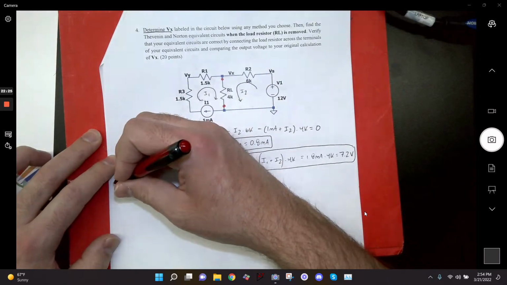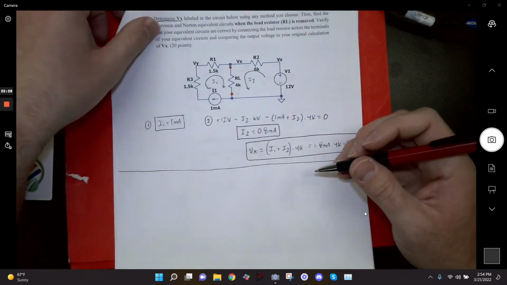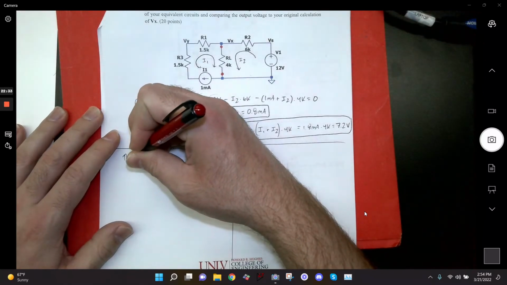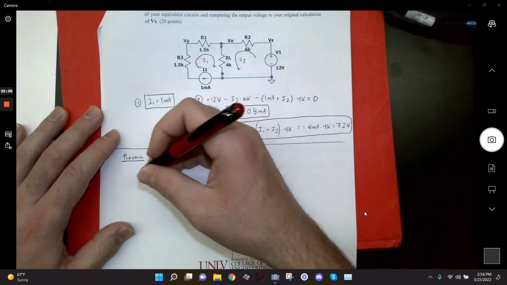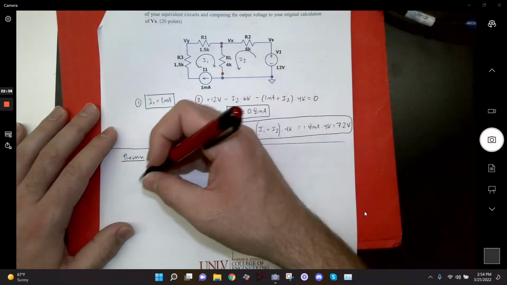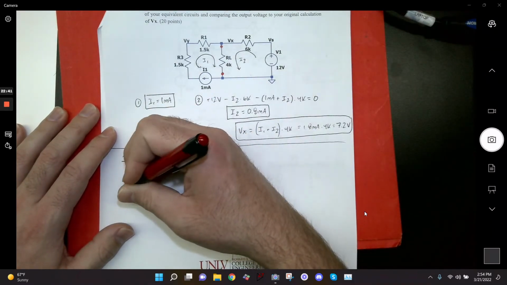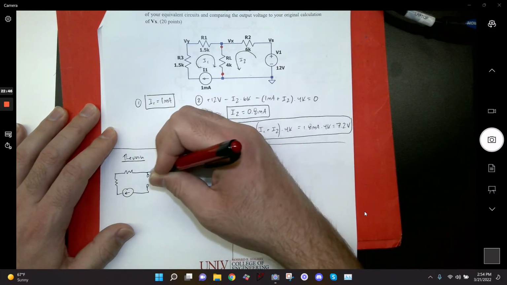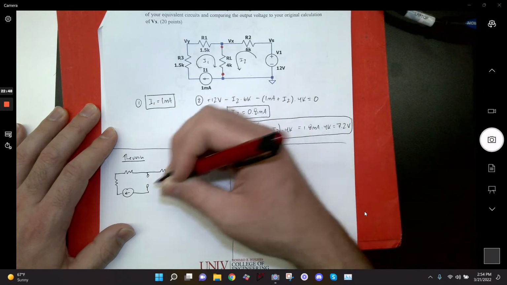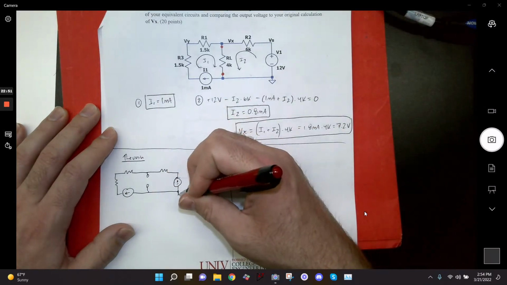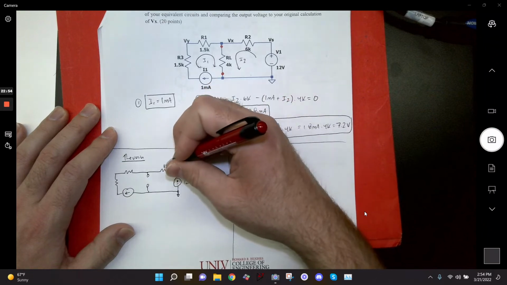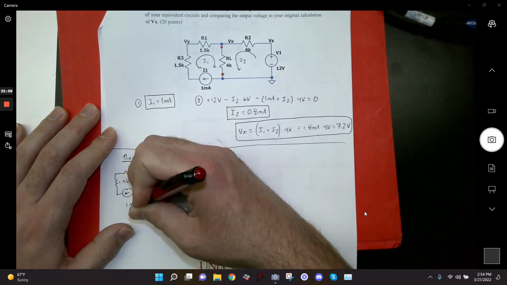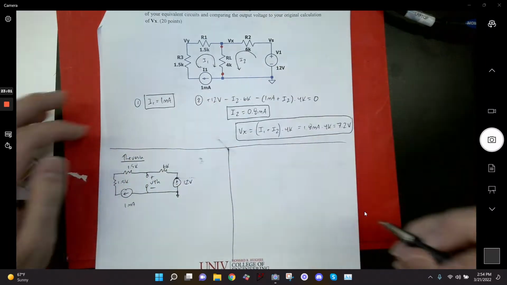All right, so now I split my page into 2 for Thevenin and Norton. For my Thevenin circuit, I'm going to draw it without the load. My load is going to be gone. Ground is here, 12 volts, 6K, 1.5K, 1.5K, and 1 milliamp. And then right here is what I'm looking for, my Thevenin voltage.